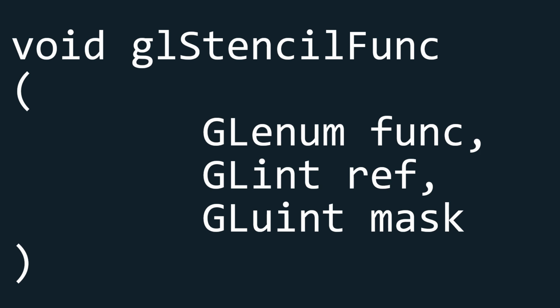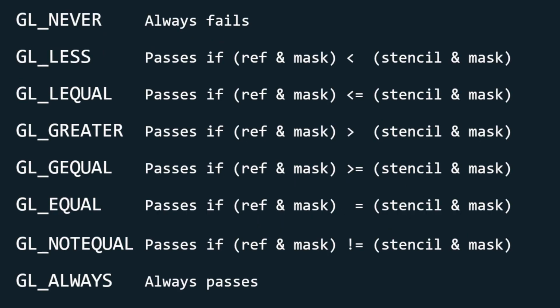It takes in 3 arguments: a function, a reference value, and a mask. The function can be one of these, by default being set to glAlways, so the test always passes. The reference value is simply the value we use to compare in the function. Notice how before comparing the stencil value with the reference value, we apply a bitwise AND operation to both using the mask. This means that if we want to compare the numerical value of the two accurately, you will want your mask to be 0xFF so that nothing changes.